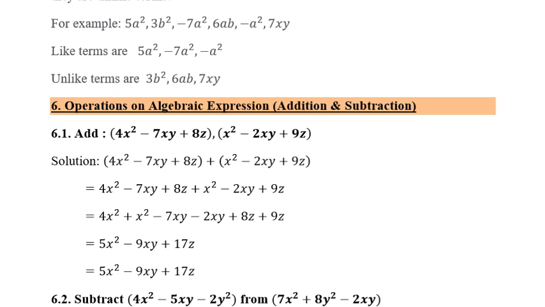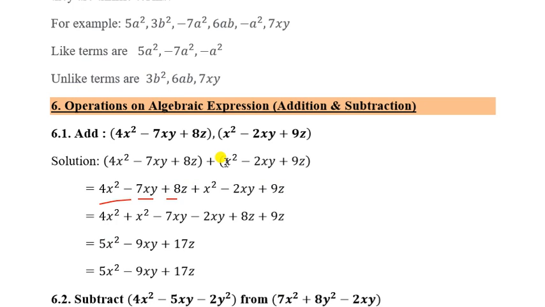First, remember, always use brackets. Without using brackets, sometimes you will get a wrong result. So this one plus this one. First we have to add, that's why we use a plus sign. Then we have to remove the brackets. So it will come 4x square minus 7xy plus 8z, and when you remove the bracket, you have to multiply the given sign.